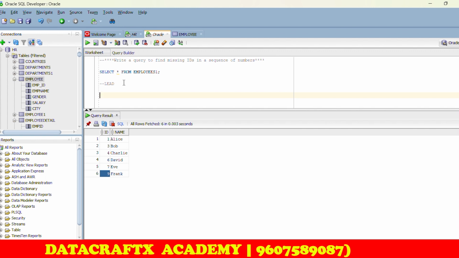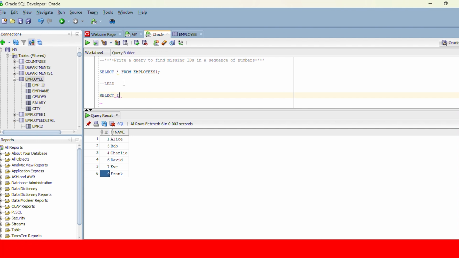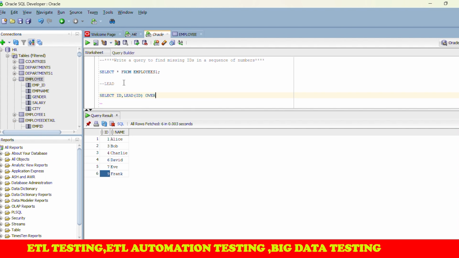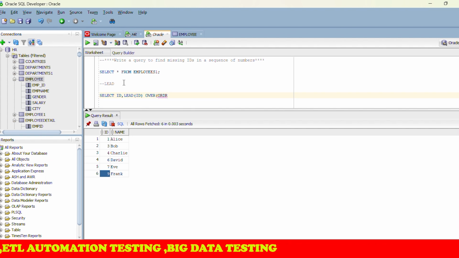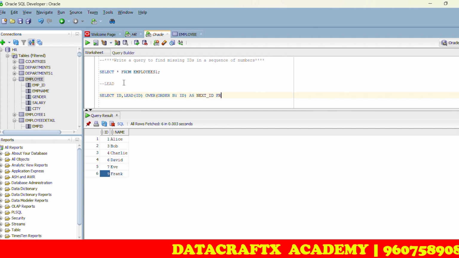Now the first step: for the existing ID, I will be finding the next ID with the help of the lead function. Now what will be the query for that? Select ID, comma, lead of ID over order by ID as next ID from employees.